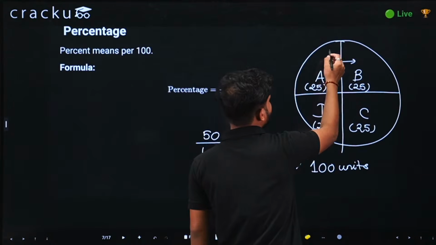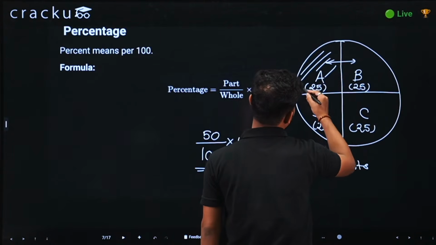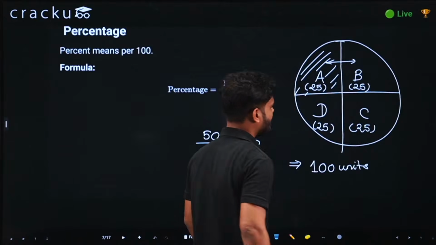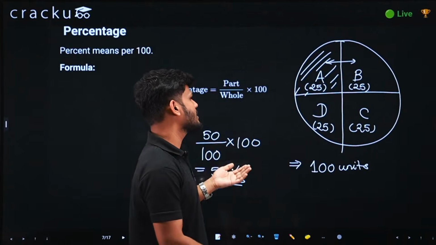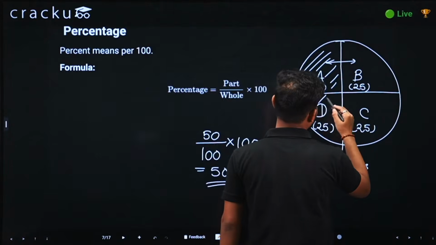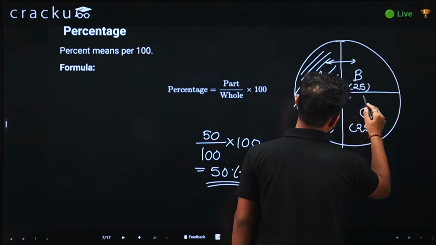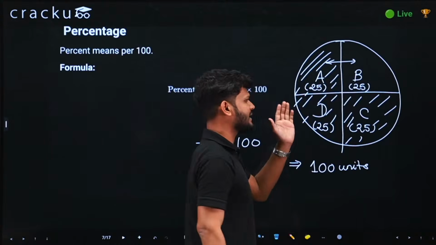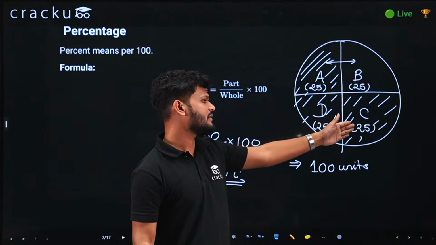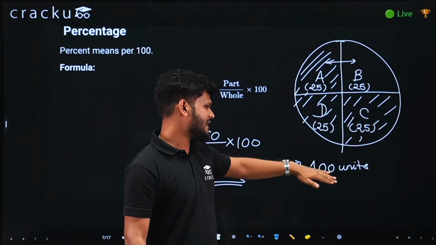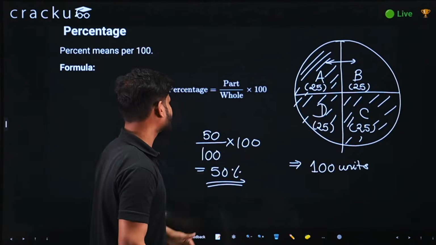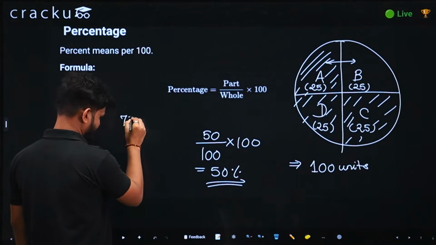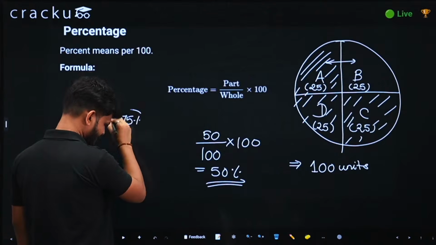How much will only this A part be? It will be 25 by 100 into 100, so it will be 25%. How much will A, B and C be? How many units are there, including A, B and C? It is 25 plus 25 plus 25, which is 75. 75 by 100 into 100 will give you 75%. Okay.